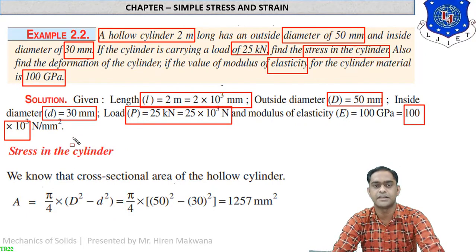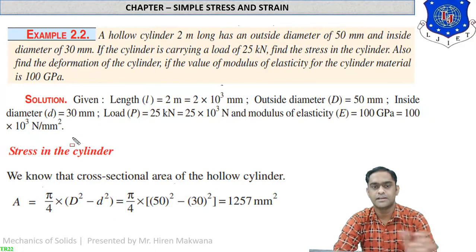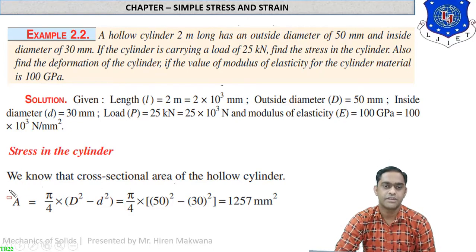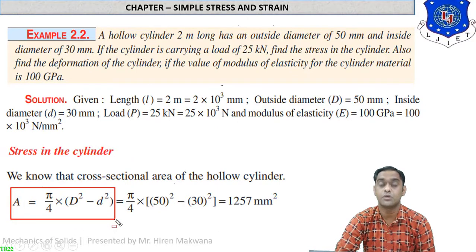So this is the data. Now first of all, let us start with the stress in the cylinder. For the stress we have to find first of all the area. So what is the cross section area of the cylinder? The cylinder is hollow because outside and inside diameter are given.